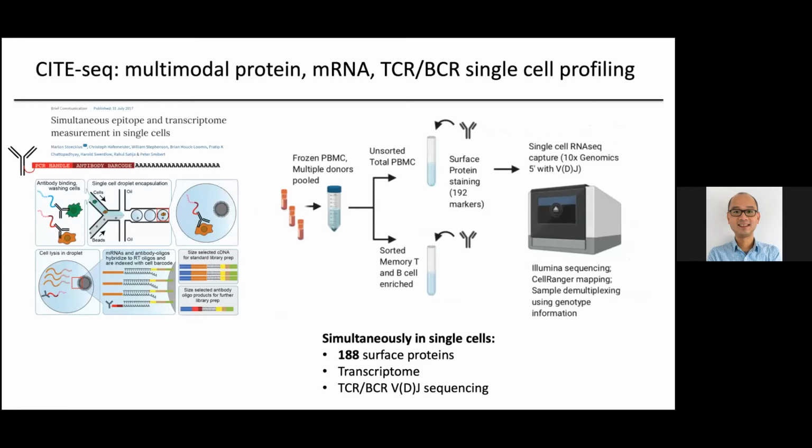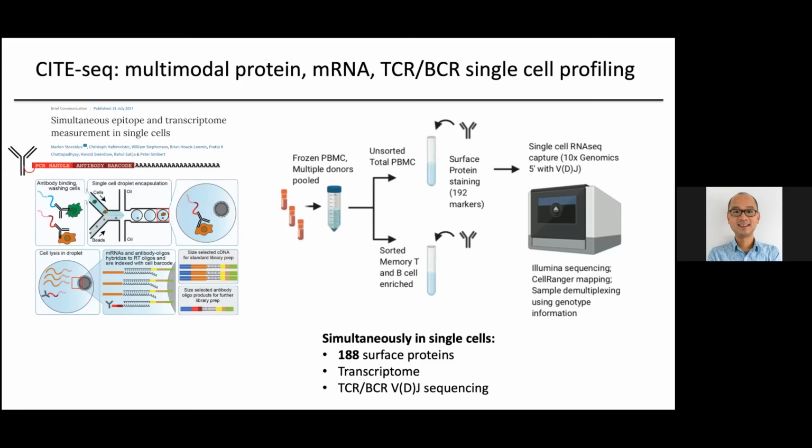So I already introduced CySeq. Basically, in this case, we did this almost like on steroids in a way. We took immune cells from these patients and profiled them by CySeq, but using an updated panel with 192 markers. And in addition to protein and mRNA expression information, we also sequenced their VDJ, allowing us to look at the TCR and BCR in the lymphocytes.